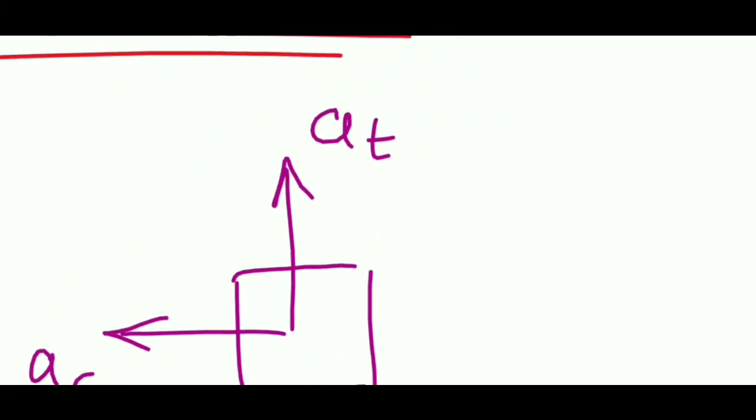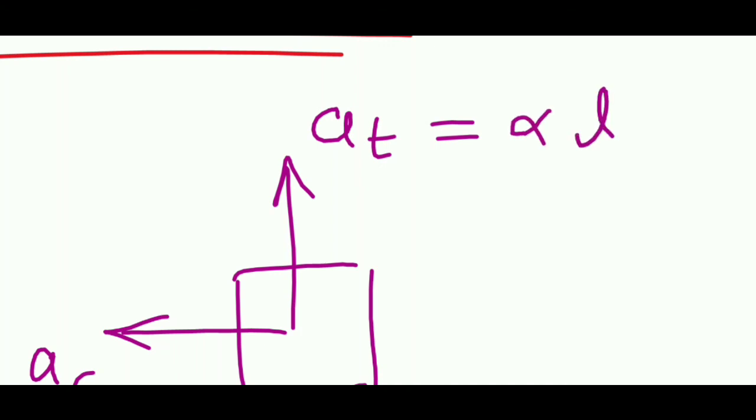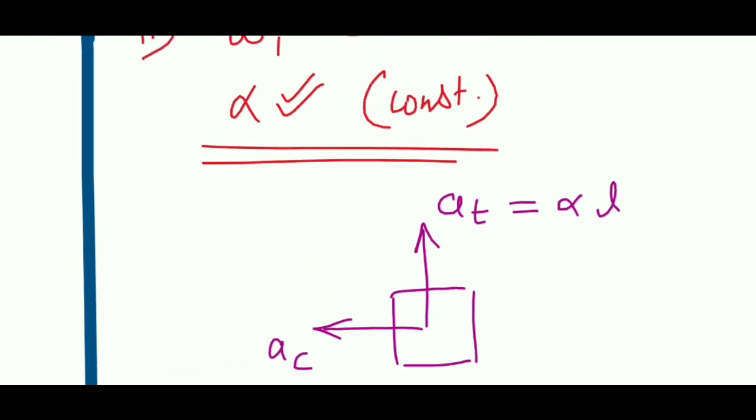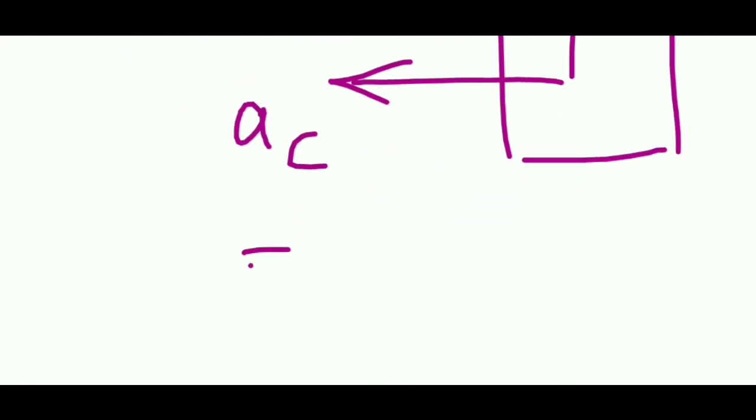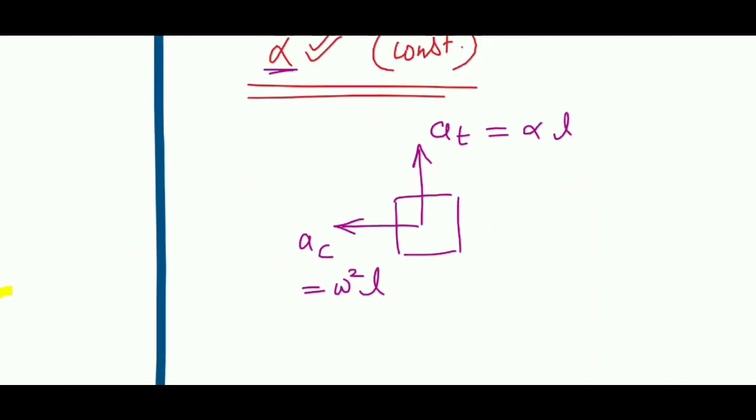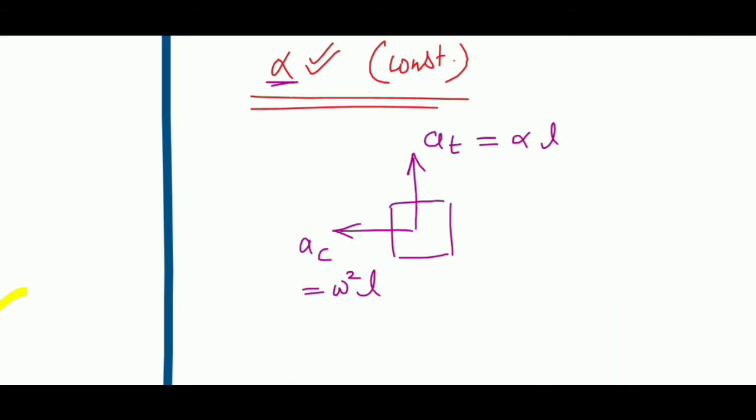So at this instant, AT will be this alpha into L, and AC will be how much? AC will be omega at that particular point squared multiplied by L, omega square R. So this is the centripetal acceleration, and this is the tangential acceleration for the point when the block is about to start slipping.